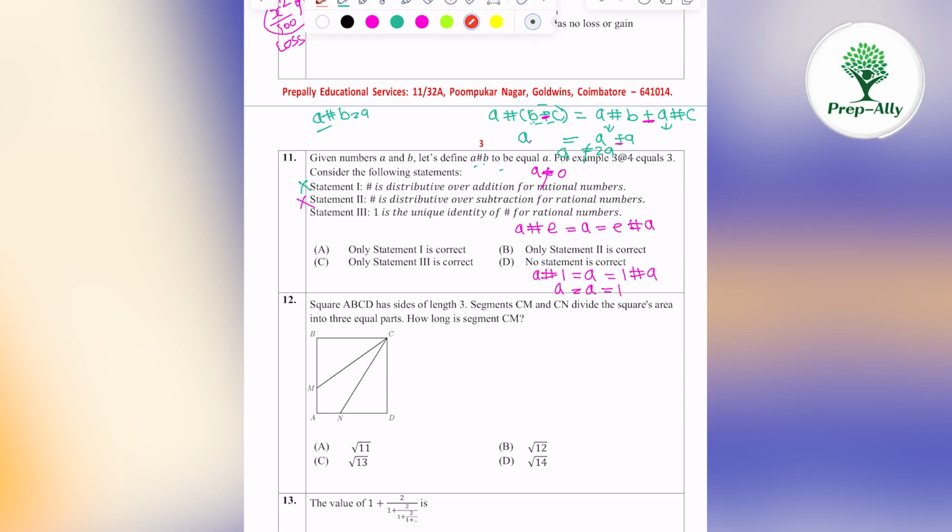So basically here it is given for the rational number, but it is not true. Let us suppose if you take A is equal to 2, then you apply this unique identity, you don't get this value. So here basically we are getting that the "no" statement is the correct one.